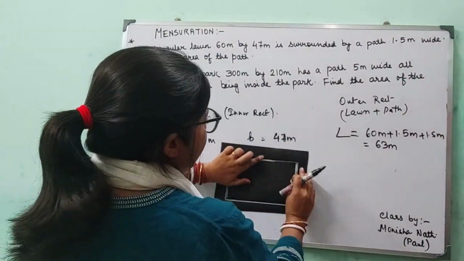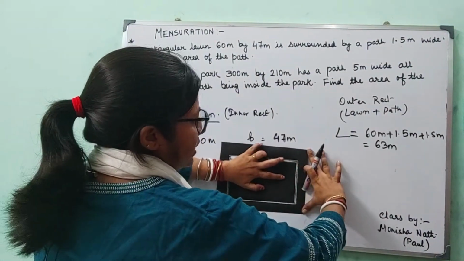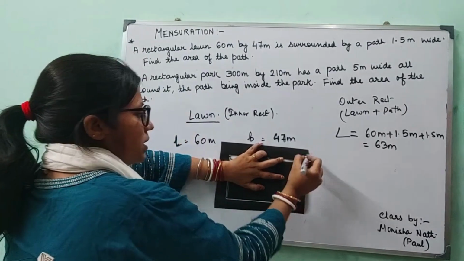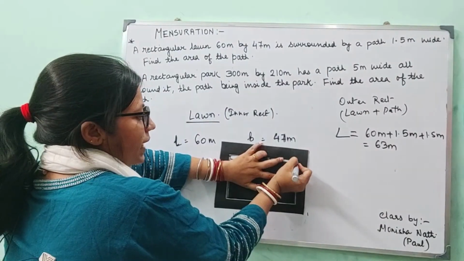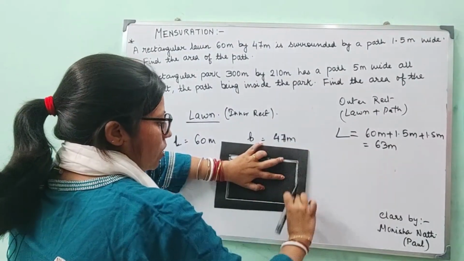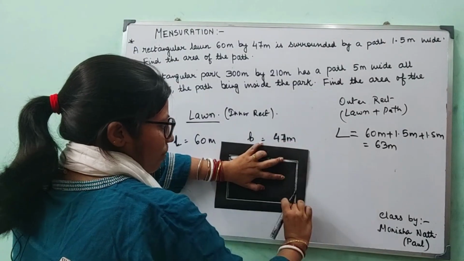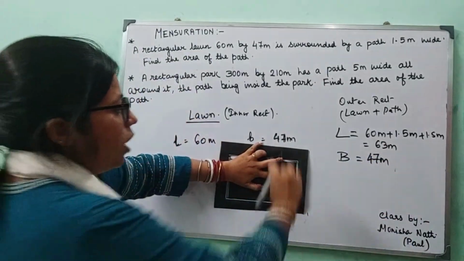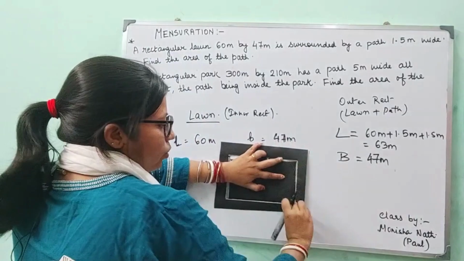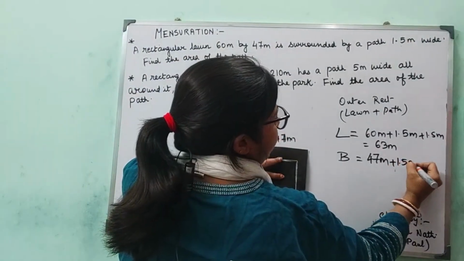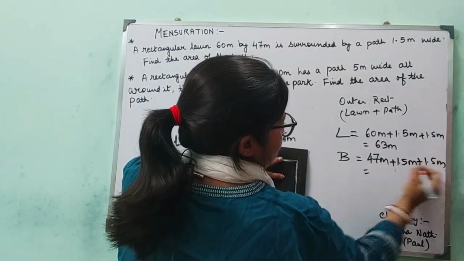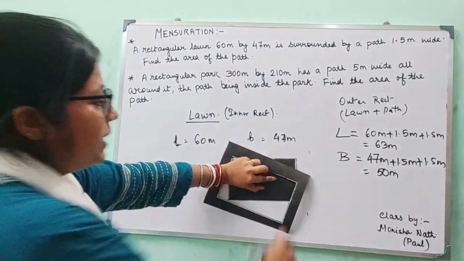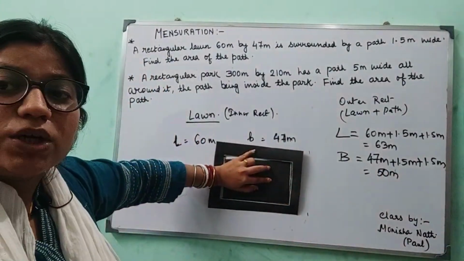Similarly, if I want to get the outer breadth, how can this be obtained? This outer line means this line. So this can be the inner breadth plus the width on both the sides, on top and on bottom. So B is equal to 47, the inner breadth, plus 1.5 plus 1.5 on both these ends. So 47 plus 3 is your 50 meter. I hope I am clear in explaining how we got the outer dimensions.